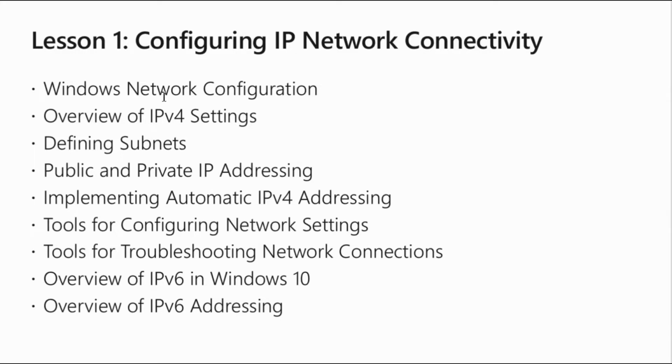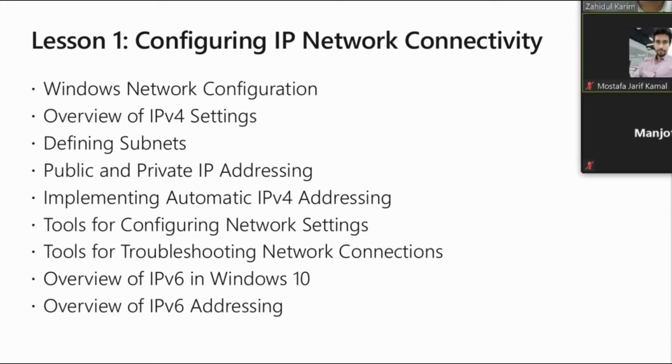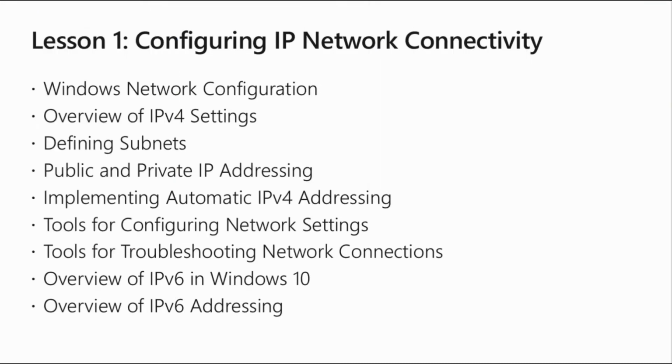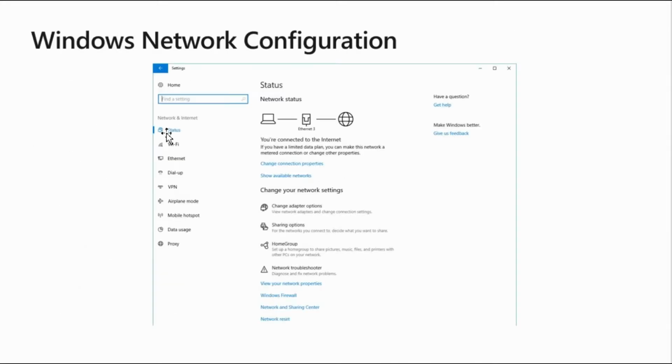As part of this one, we're going to discuss Windows network configurations: an overview of IPv4 settings, defining subnets, public and private IP addressing, implementing automatic IPv4 addressing, tools for configuring network settings, tools for troubleshooting network connections, IPv6 in Windows 10, and IPv6 addressing. These topics we're going to look at in detail.